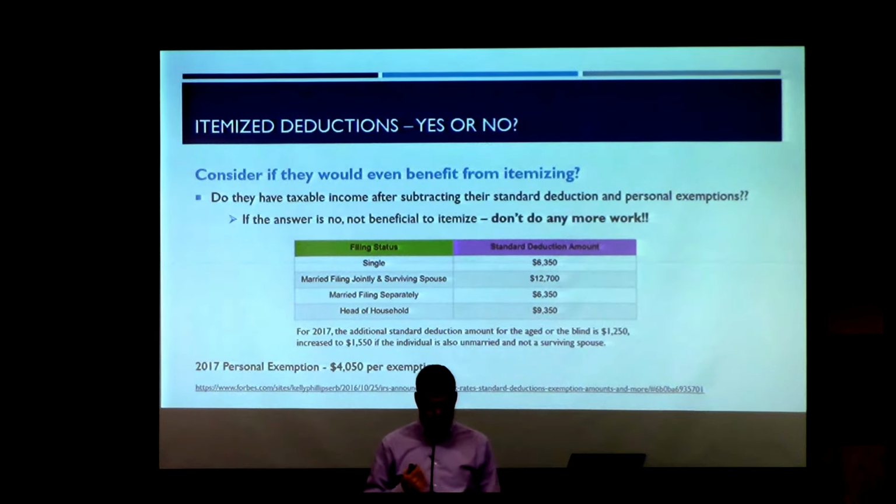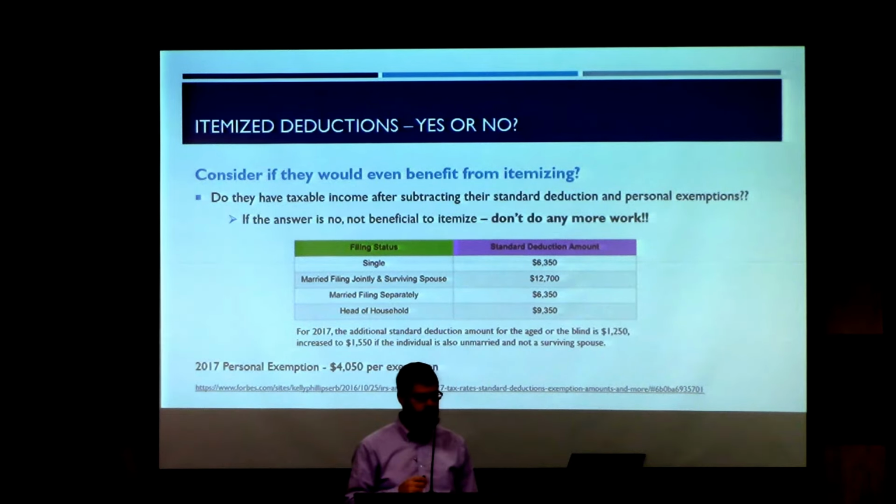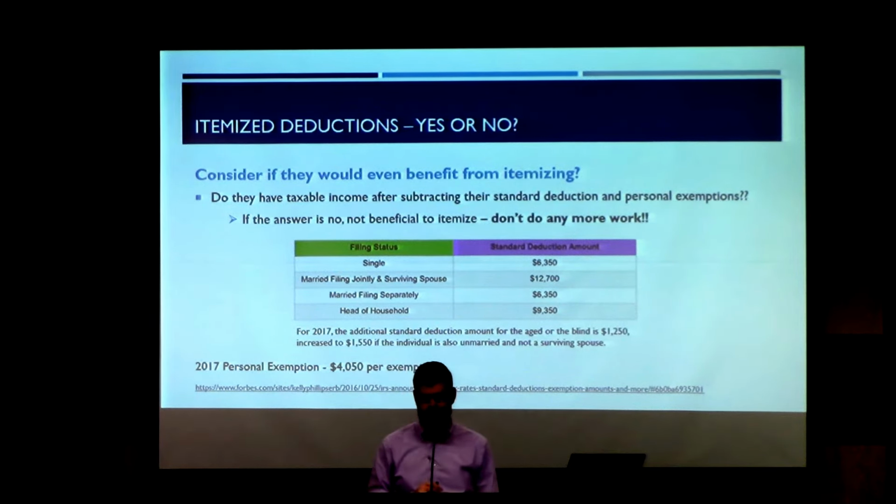Line 40 is the itemized deduction or standard deduction, and this is something that we will get into detail on. The vast majority of clients at VITA do not itemize deductions. We do need to figure out whether they can itemize or not. Generally speaking, if our client does not own a home, they will not be itemizing deductions. An easy way to figure this out is you have your standard deduction, and we have a list of the standard deductions up here. It's just over $6,000 for a single person, over $12,000 for a couple.